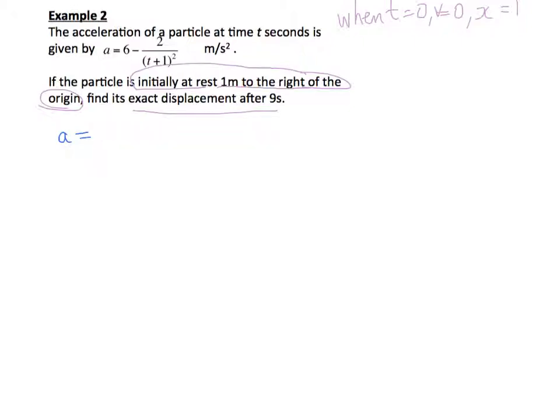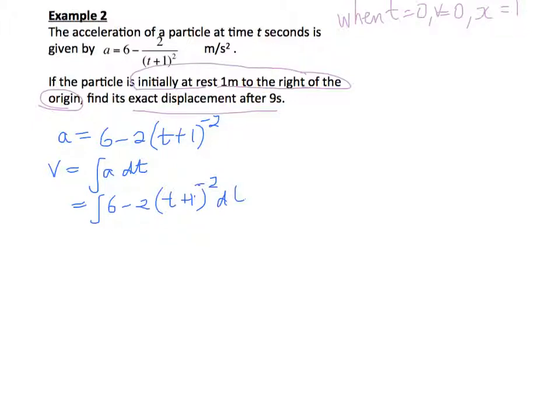So I'm going to rewrite the acceleration as 6 minus 2 times (t plus 1) to the negative 2, and that's going to make it a lot easier for us to integrate. So velocity is the integral of acceleration with respect to time. So it will be the integral of 6 minus 2(t plus 1) to the negative 2 with respect to time. So integrating 6, you just get 6t.